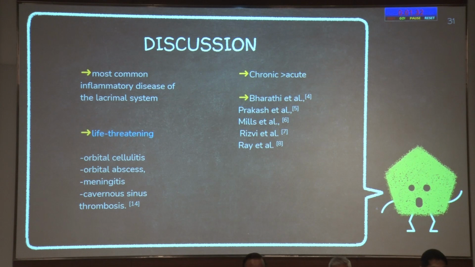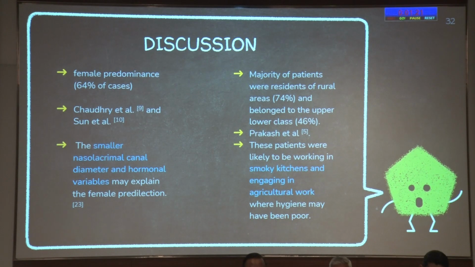Since dacryocystitis can be life-threatening, it can cause orbital cellulitis, orbital abscess, meningitis, and cavernous sinus thrombosis. That is why it is so important to treat it properly. The female predominance was because of the smaller nasolacrimal canal diameter and hormonal variables.